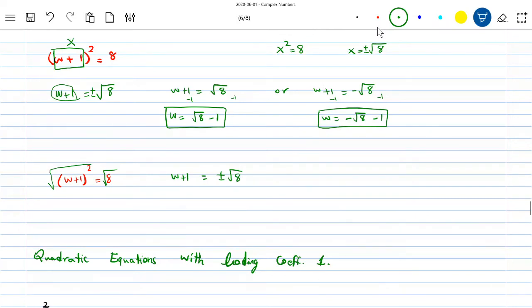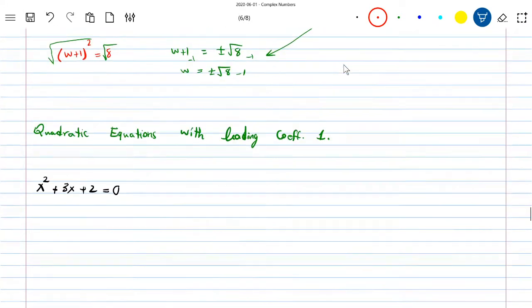And to find out what W is, you subtract 1 from both sides. Say plus or minus square root of 8 minus 1. Either square root of 8 minus 1 or negative square root of 8 minus 1. You can do it this way as well. It's a shorter way of doing it. And they're all correct. Doesn't really matter. It's just to have a better understanding.